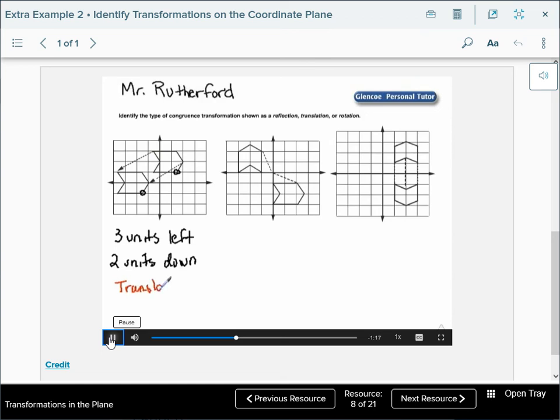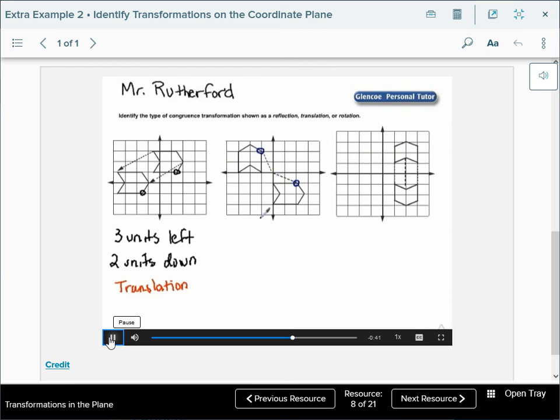Now let's look at the second figure. Notice here that each vertex and image are the same distance from the origin. So we'll compare this vertex and this as well, the same distance from the origin. And we can also say that the angles formed by each pair of corresponding points and the origin are congruent as well. Notice that these angles here are congruent.